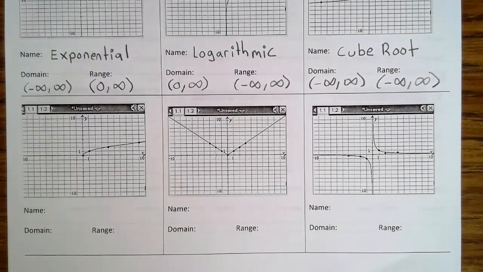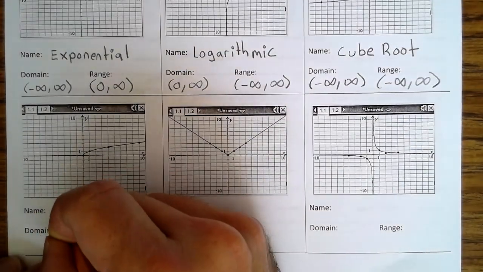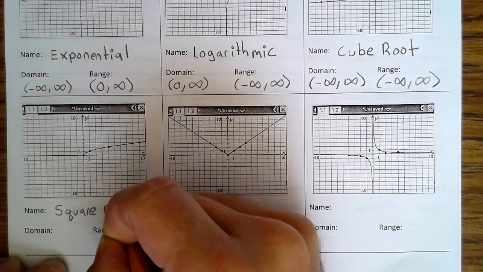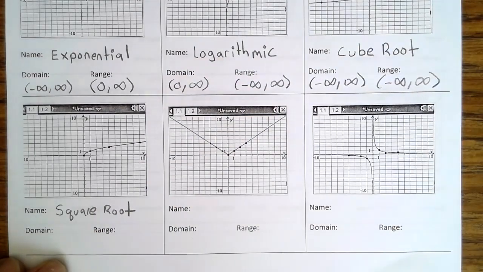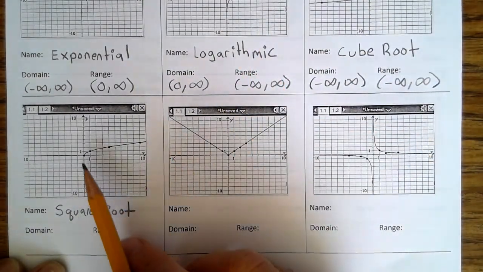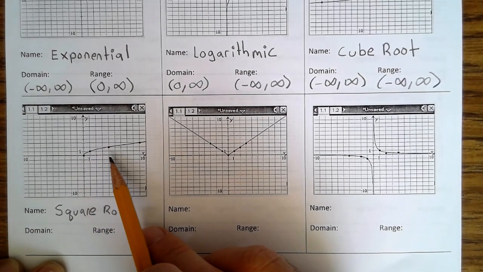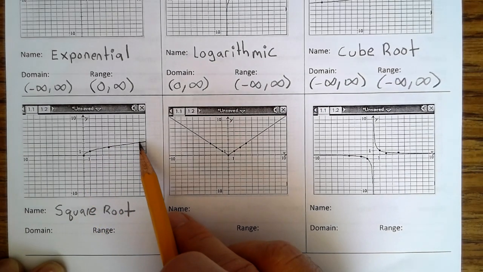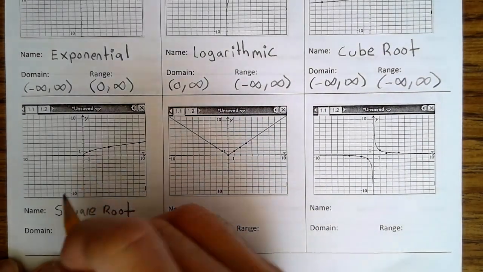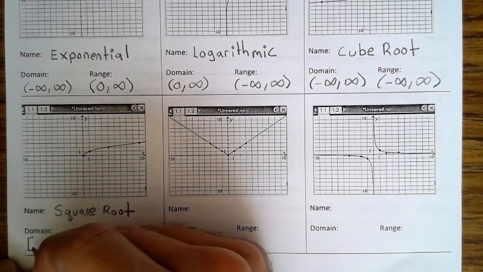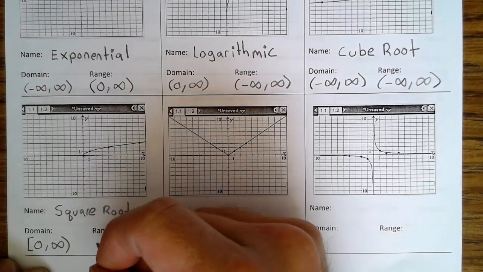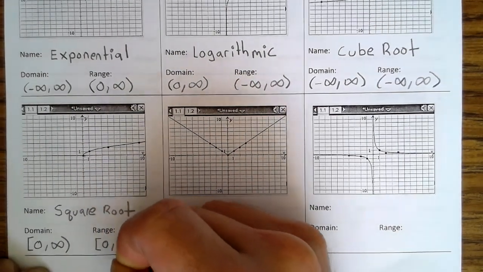All right, last 3. So this is square root. Now, to understand the difference between square root and, say, logarithmic, think of this: square root of 0 is 0, square root of 1 is 1, square root of 4 is 2, square root of 9 is 3. So they should have those specific points. Now the domain, because it includes 0, is bracket 0 to infinity from left to right, and then the range, again, includes 0, so it's bracket 0 to infinity.